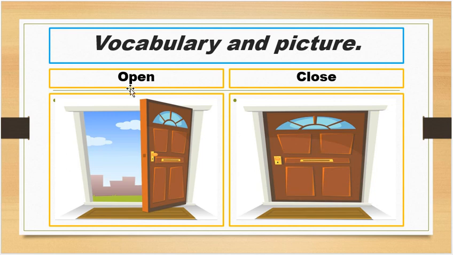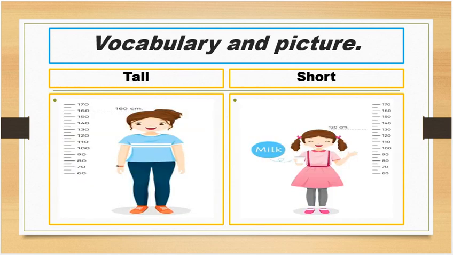So first we have open. When we say open here, if you see the door, it's open, so you can see outside. And when we say close, of course, this one here, it's closed, you don't see anything from outside. So this is the opposite. The antonym of open is close, and the antonym of close, or opposite of close, is open.